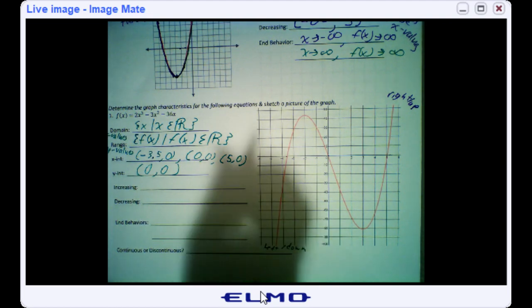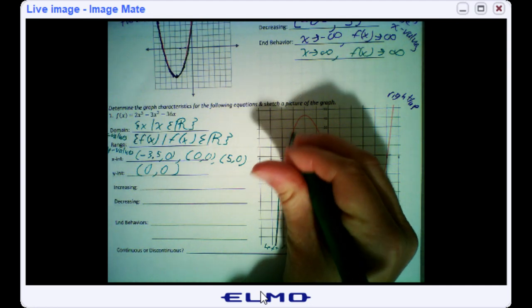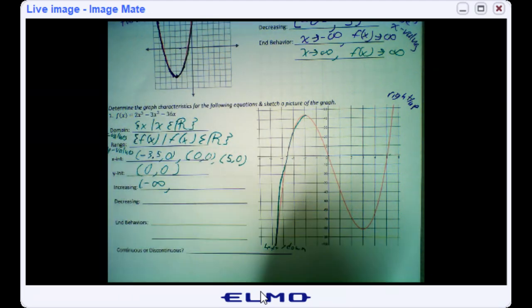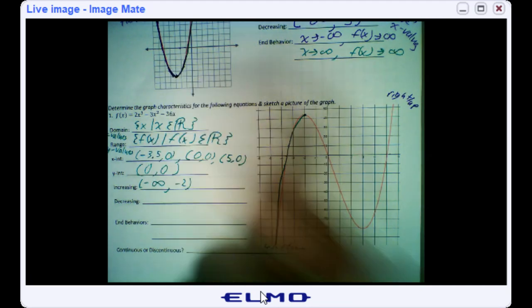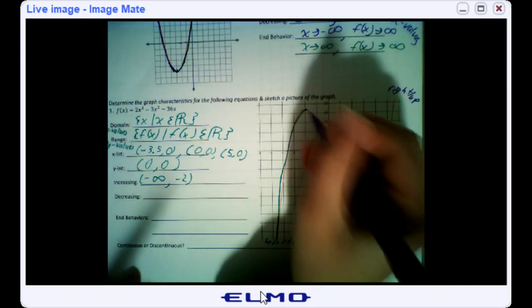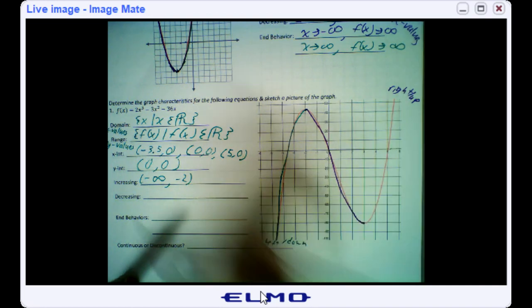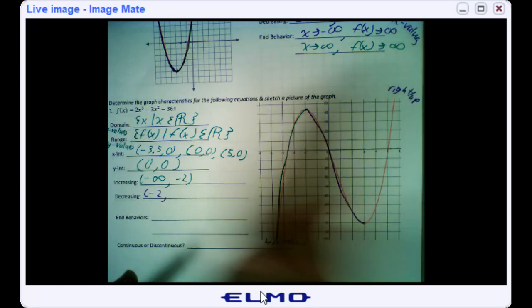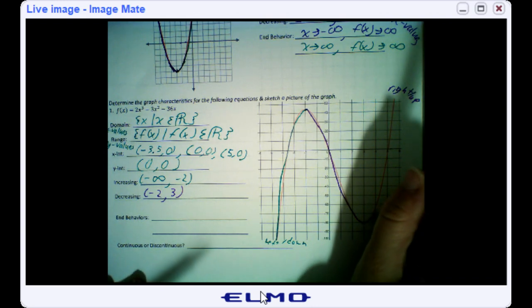And then there are increasing, decreasing. So as I go from left to right, I'm starting by increasing. This part's going up. I start increasing somewhere in negative infinity land, somewhere to the left. And I'm going to stop at the very top of this, which is negative 2 on my x-axis. When I hit negative 2, I'm now going down or decreasing. So I'm going to start decreasing at negative 2. I'm going to continue decreasing until I hit 3 on the x-axis. When I hit 3, I'm now increasing again.